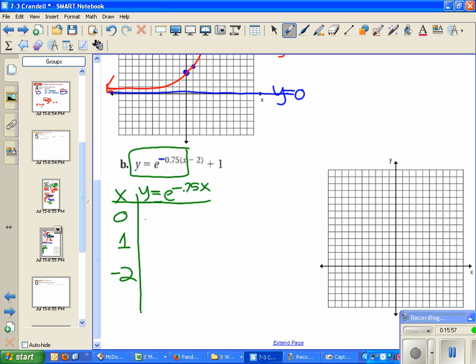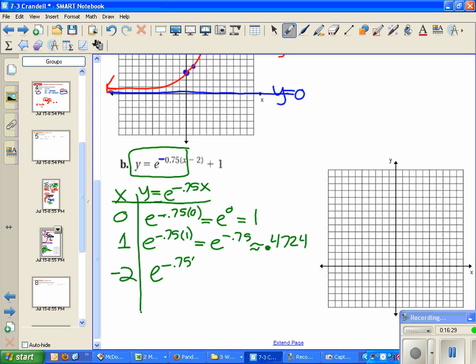So for this one, we have e to the -0.75 times 0. Well, that -0.75 times 0 is 0, so we have e to the 0, which is just 1. And then we have e to the -0.75 times 1. So that would be e to the -0.75. When you put that in your calculator, you get 0.4724. And when I plug in -2, -0.75 times -2 turns into a positive 1.5. When you put that in your calculator, you get about 4.48.